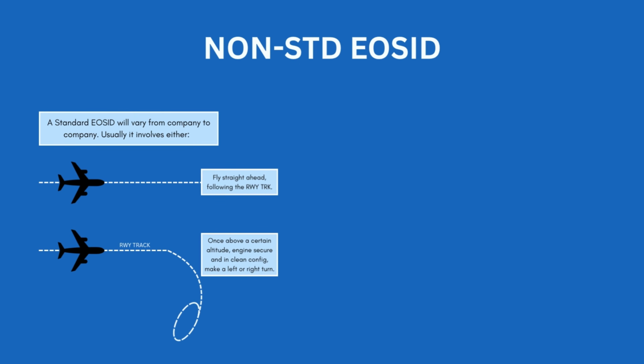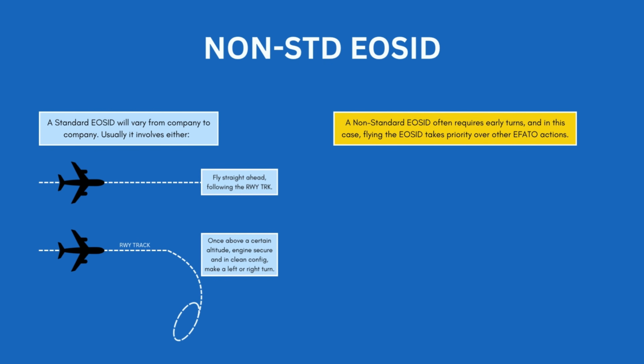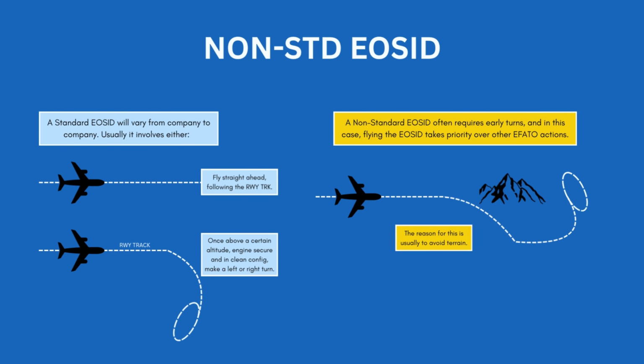Meanwhile, a non-standard engine out SID often requires early turns, and in this case, flying the engine out SID takes priority over other EFATO actions. The reason for this is usually to avoid terrain, and this can often involve intercepting VOR radials or turning at specific DMEs. When following a standard engine out SID which takes us straight ahead, a good technique is to create an outbound radial from the runway, which gives us a visual line to track following an engine failure.